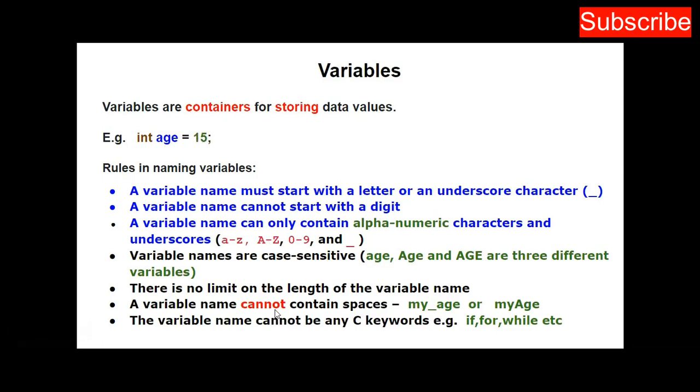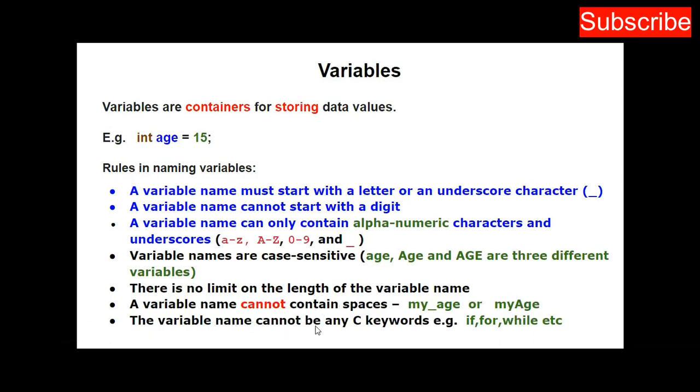Now, a variable name cannot contain space. You cannot say, for example, this variable my age. You cannot do my space age. You have to join it together either with an underscore like this, my underscore age, or using the camel case. This is called camel case, where the first word is written in lowercase, then the first letter of the second word is written in uppercase and the remaining in lowercase. So you can see this is myAge. There must not be space, so it cannot contain space.